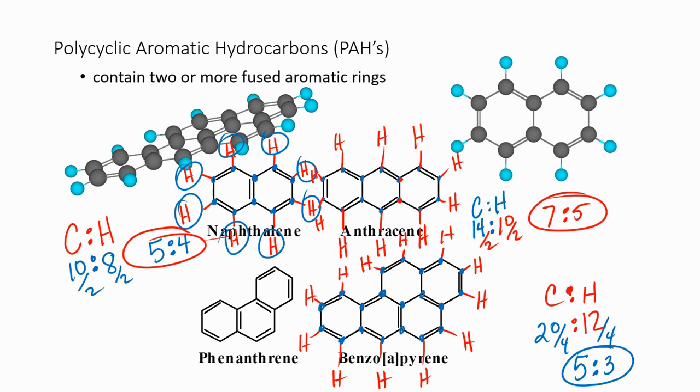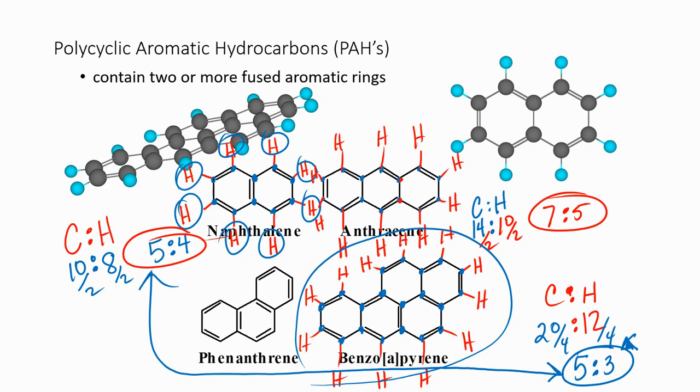Now it's a little bit easier to compare benzo[a]pyrene back to naphthalene and see what is happening: our carbon to hydrogen ratio is going up, or the amount of hydrogen is going down. With additional ring fusion, we're going to have less and less hydrogen, and we're only going to have hydrogens on the exterior of that molecule. And so as these PAHs get bigger and bigger, they will have less and less hydrogen within the ring.